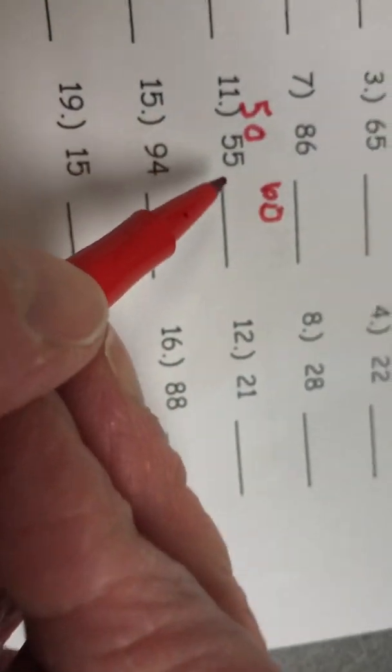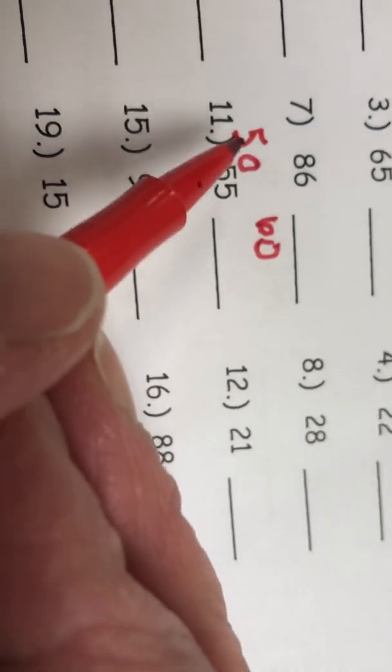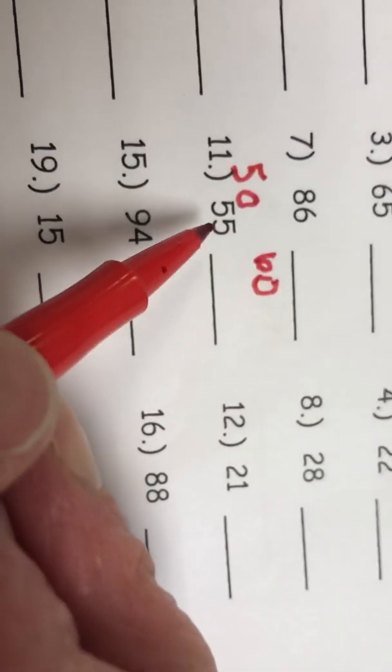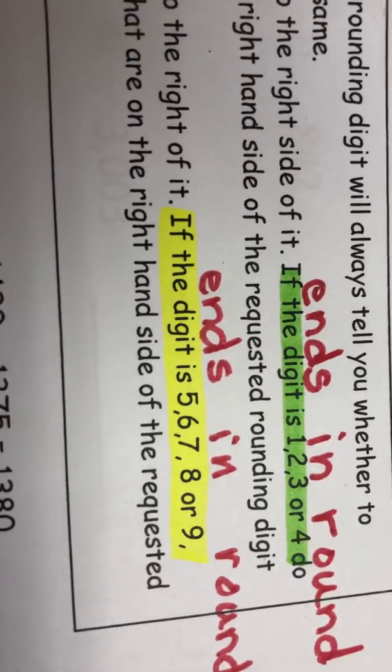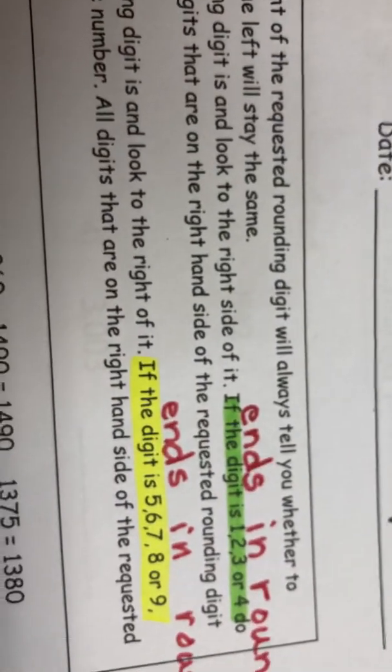All right, we'll do one more. 55, it ends in 5. Again, if your child needs it, you could write the choices. The choices are 50 or 60, because 55 comes between 50 and 60. And remember, we're rounding to a 10. But this ends in 5, and when a number ends in 5, we round up. So it's 60.